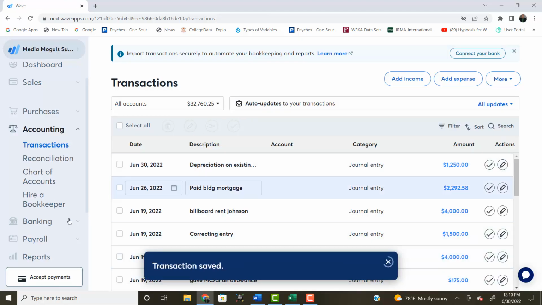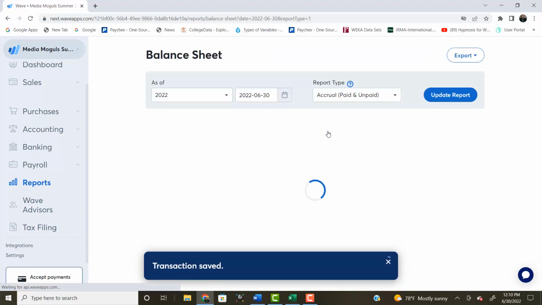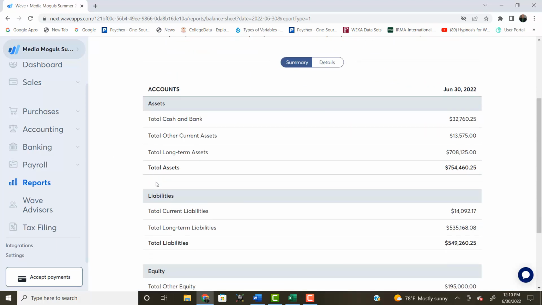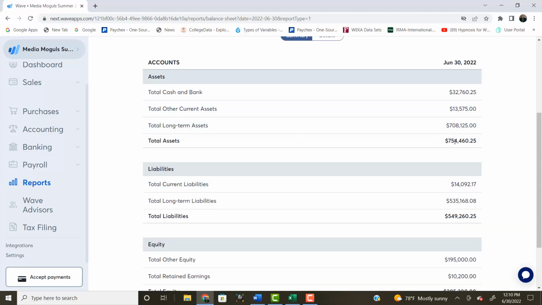And now if I come over here to my reports and I do the balance sheet, I see that all of these things have been taken into effect for the balance sheet. I've got 754,460.25. You'll not have that. But if you do it exactly like I've done it, you should be able to check yourself and know that you're doing it right to that point.